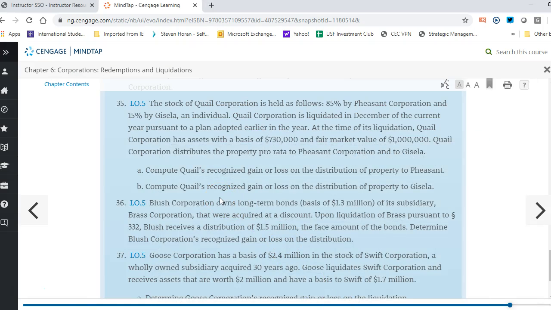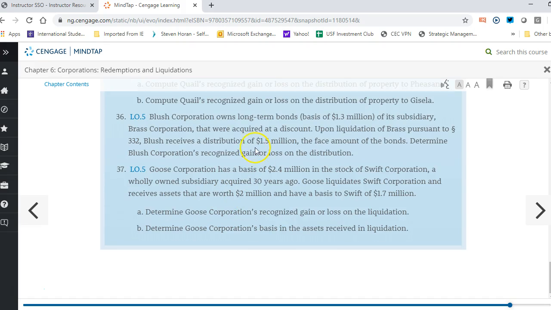Okay, so let's go to question 36. Blush Corporation owns long-term bonds, basis of $1.3 million of its sub, Brass Corp, that were acquired at a discount. Upon liquidation of Brass pursuant to Section 332, Blush receives a distribution of $1.5 million, the face amount of the bonds. Determine Blush Corp's recognized gain or loss on the distribution. Now, at first glance, you might be thinking this is related parties, so there can't be a gain or a loss. And generally that's true unless it's settlement of debt.